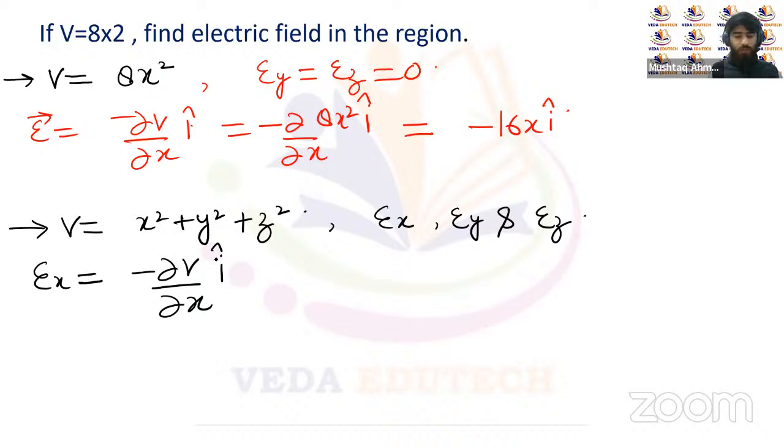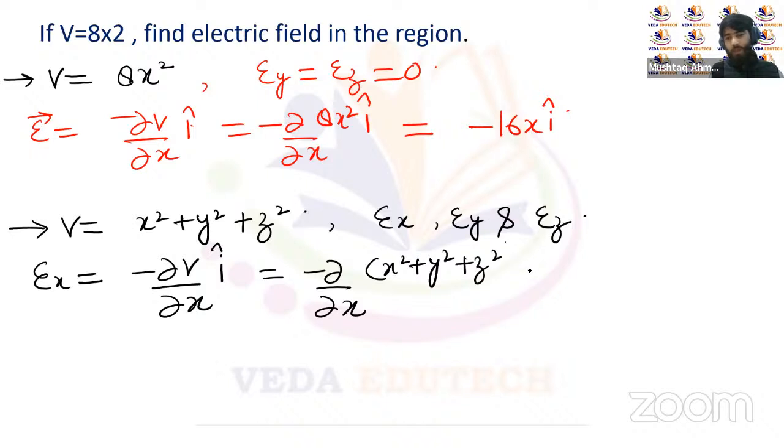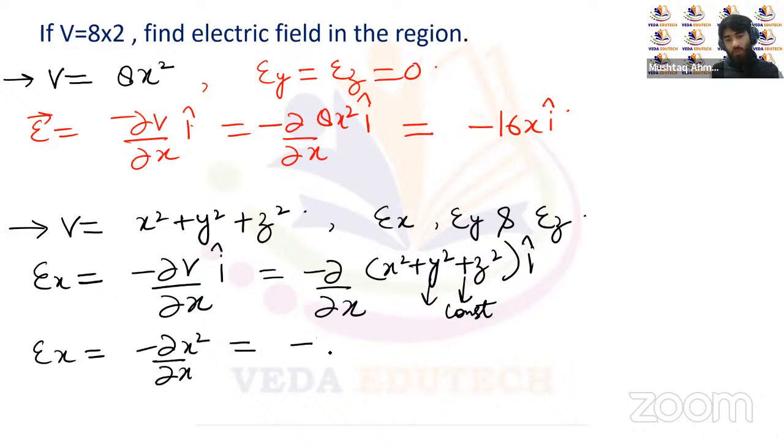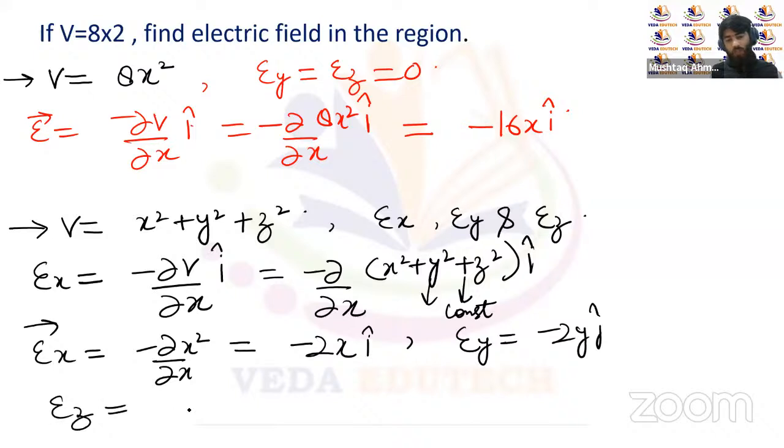So it will be equal to minus del upon del x of V, which is x square plus y square plus z square, i cap. Since we are taking the derivative with respect to x here, y and z will be treated as constants, so the derivative of y and z with respect to x will be 0. So Ex will be minus del upon del x of x square, that's equal to minus 2x i cap. Similarly Ey will be equal to minus 2y j cap, and Ez will be equal to minus 2z k cap.